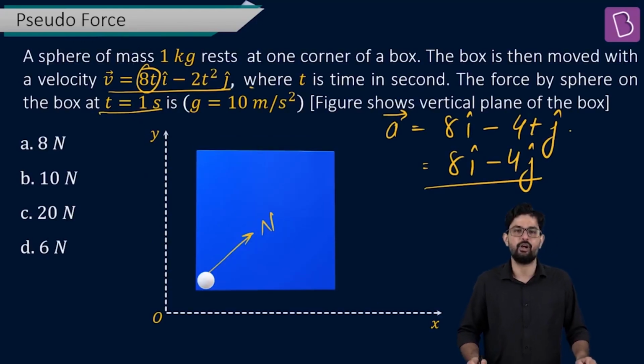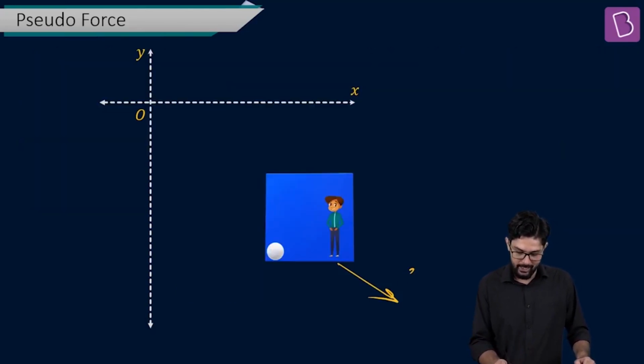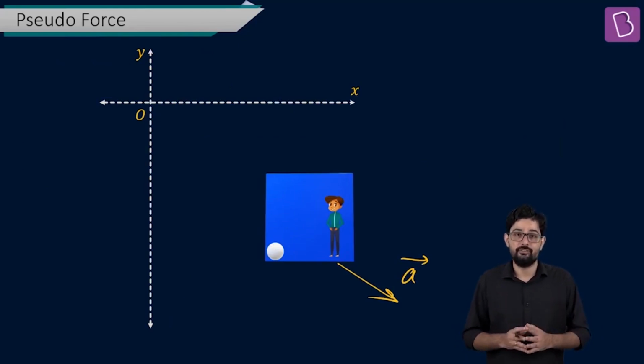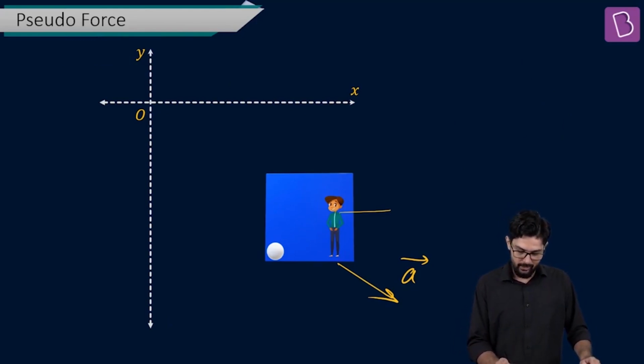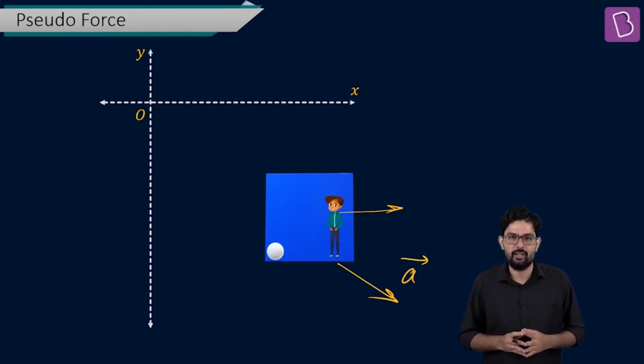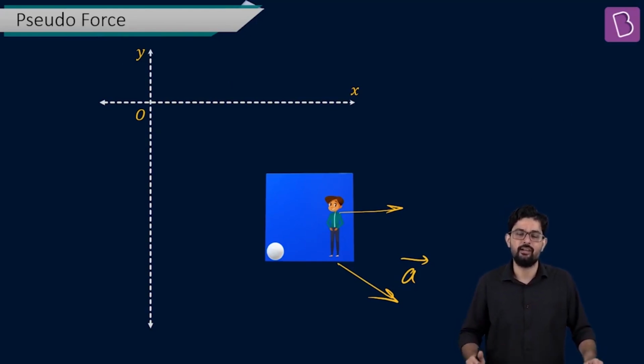Why like that? Because its x component is positive and its y component is negative. So this is the acceleration, let's say a vector. Now let's observe this sphere from the box frame of reference. So I have taken a boy inside this box who is observing the sphere. Now with respect to this boy, there will be a few forces acting on this sphere. Let's find out what are those forces.